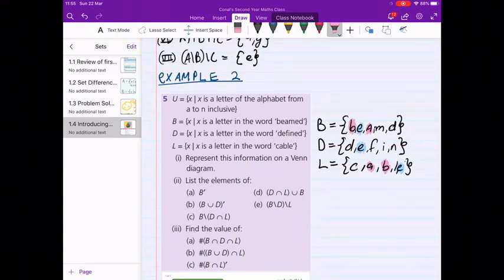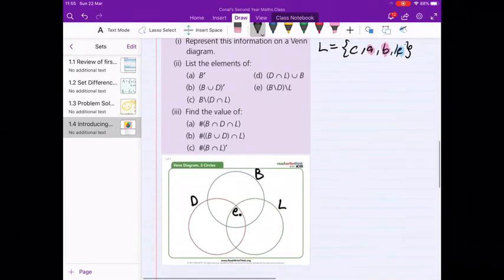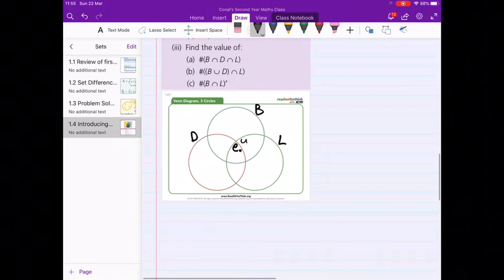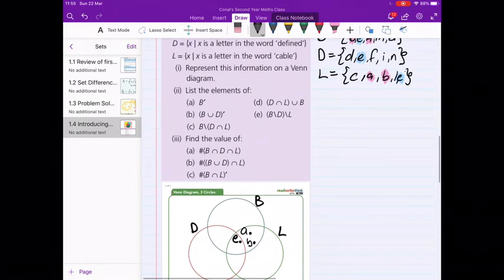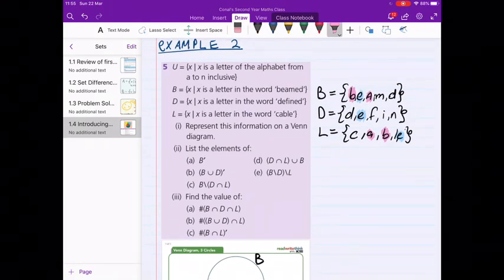So B and L both have A and B in common. So A and B is going to go in between B and L. So I have an A and a B will both go in there. Now I'll look for anything in common between B and D. So B and D, what do they have in common?